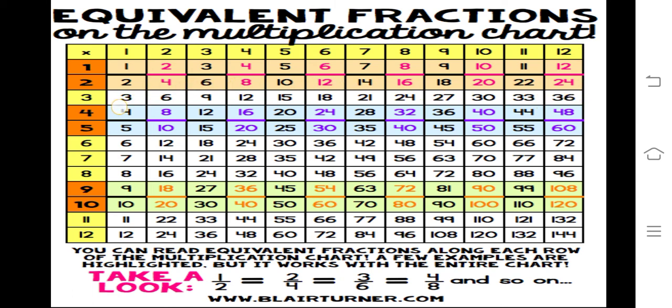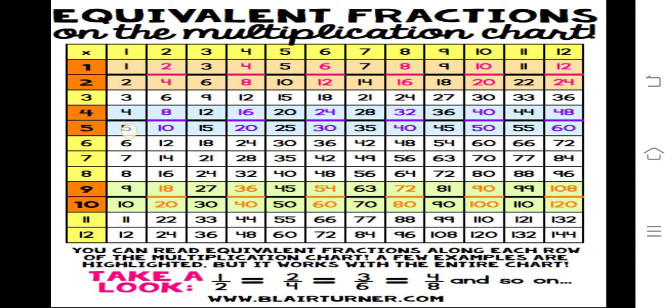See, nothing we have done differently. 2 1s are 2, 2 2s are 4. Same, 3 1s are 3, 3 2s are 6. 4 1s are 4, 4 2s are 8. So 1 by 2, or half, is equal to 2 by 4, 3 by 6, 4 by 8, 5 by 10. So this is called an equivalent fraction.